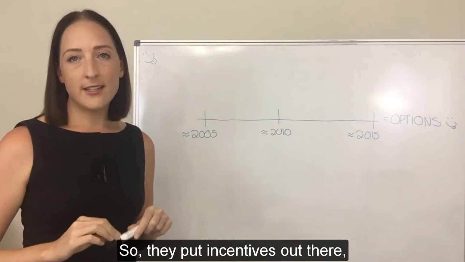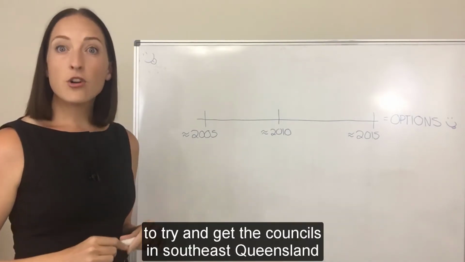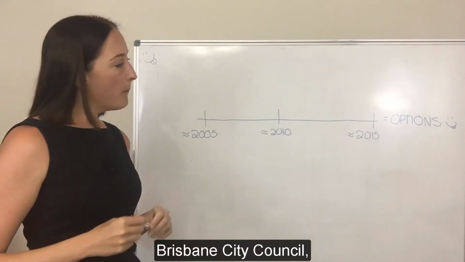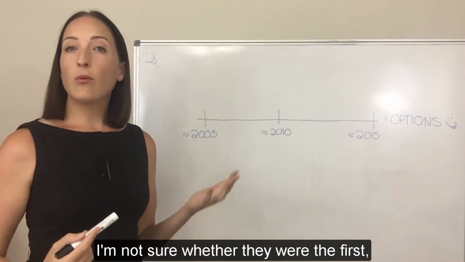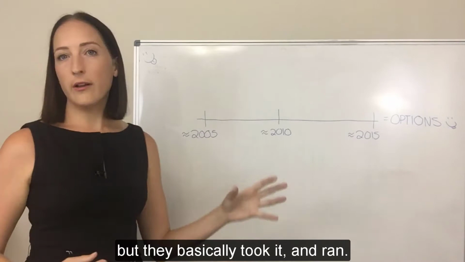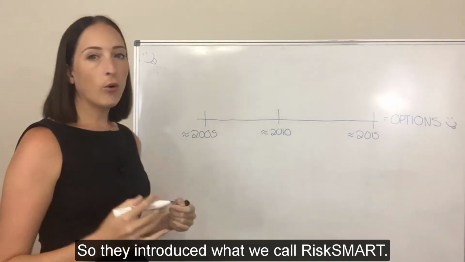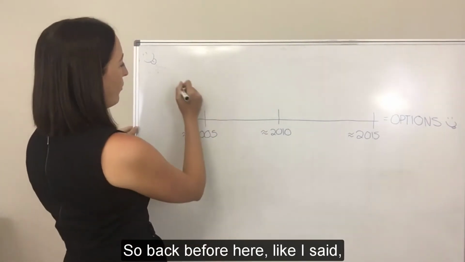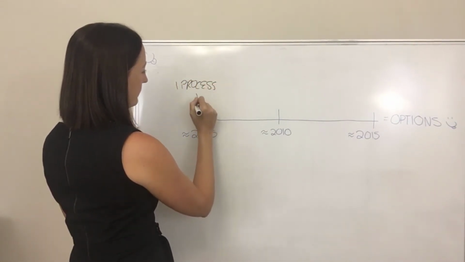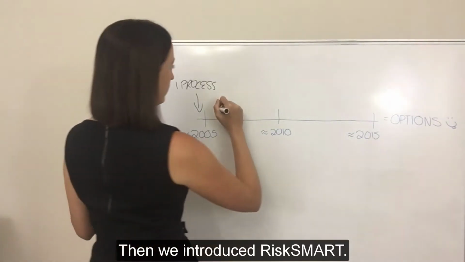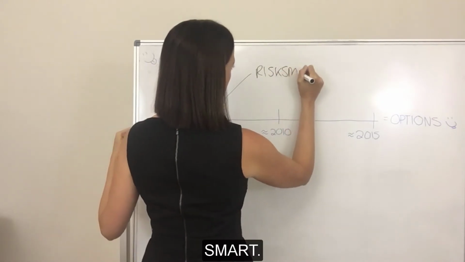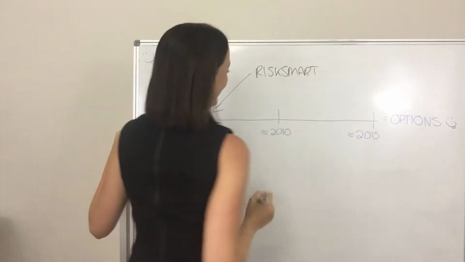So, they put incentives out there, financial incentives, to try and get the councils in South East Queensland to introduce a fast-track process. Brisbane City Council, I'm not sure whether they were the first or whether they were one of the first to just run with it, but they basically took it and ran. So they introduced what we call RiskSMART. Back before here, like I said, we had one process. Then we introduced RiskSMART, excuse the messy writing.